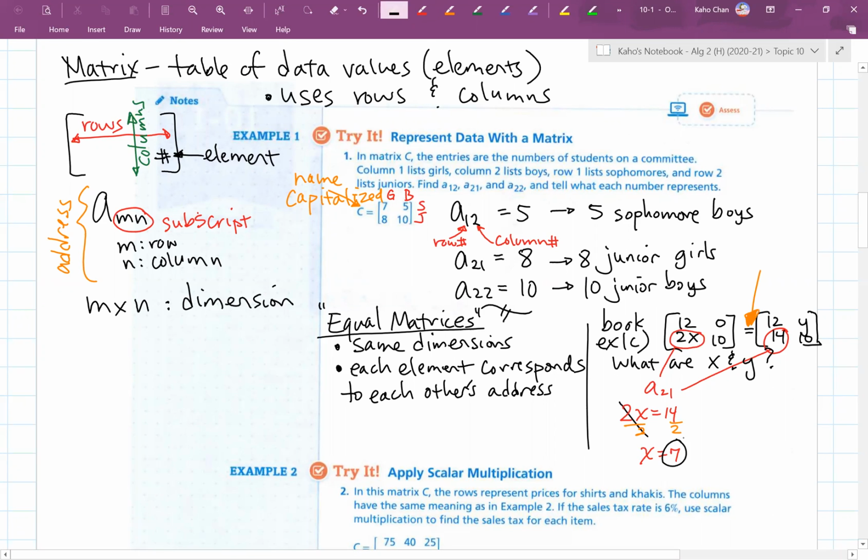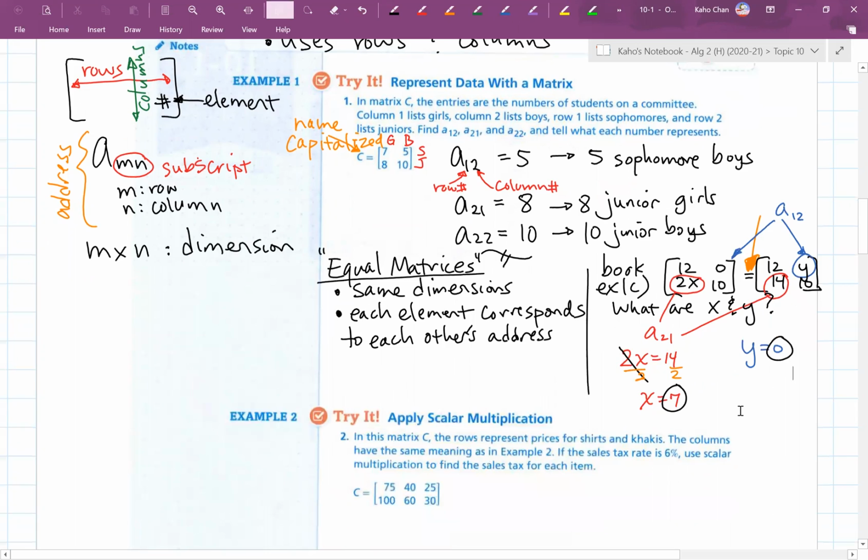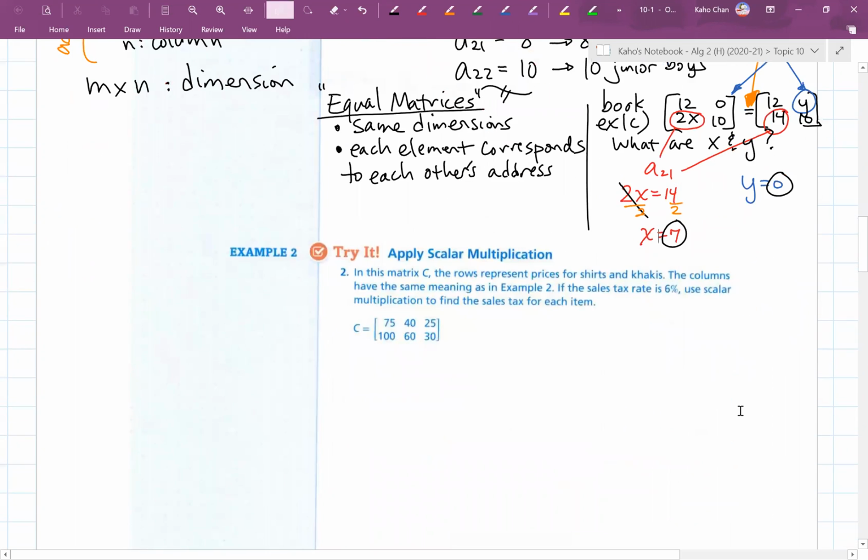Very easy. And the letter y is up here in row 1, column 2. It corresponds to the left side's matrix. Oh, that equals 0. How easy was that? So that's pretty much it. I just want to throw that in. It wasn't represented here in the note taker. I wanted to take some time to talk about equal matrices.